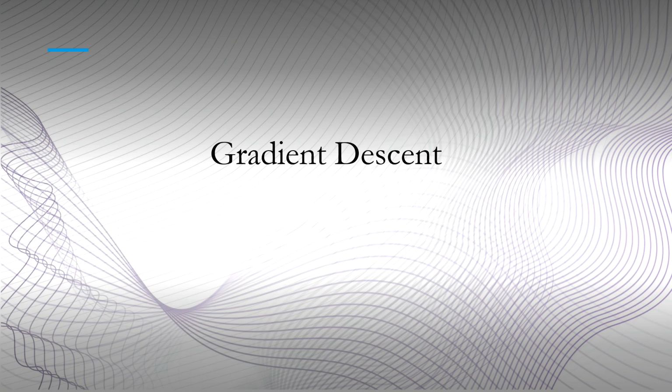So gradient descent is an optimization algorithm that iteratively adjusts parameters in the direction that reduces a loss function the fastest. It's the foundational method used in machine learning to teach models by gradually minimizing their errors.